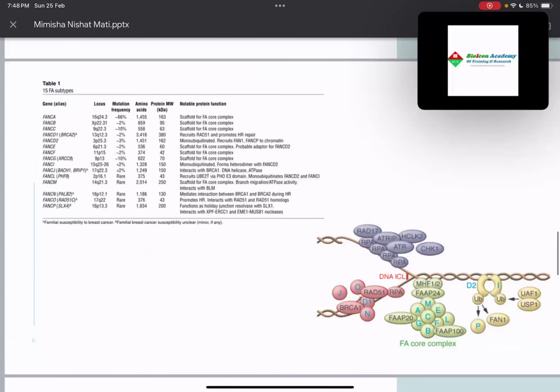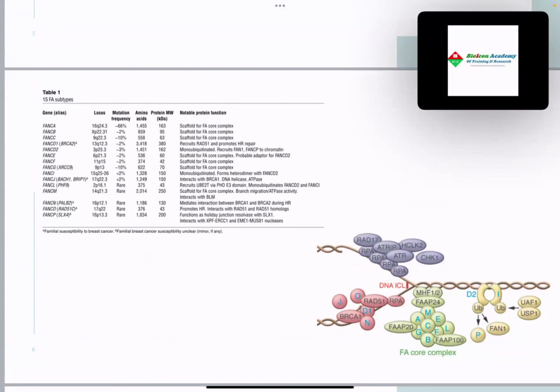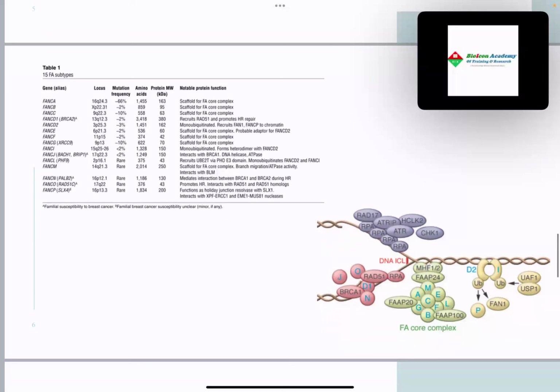So in this slide, we are seeing the 15 FA subtypes that scientists have found. Among these, a familial susceptibility to breast cancer was also found, but the familial breast cancer susceptibility was unclear until they had done this research. And the second picture is the FA core complex, showing how FA is actually structured. This is what we are seeing here.